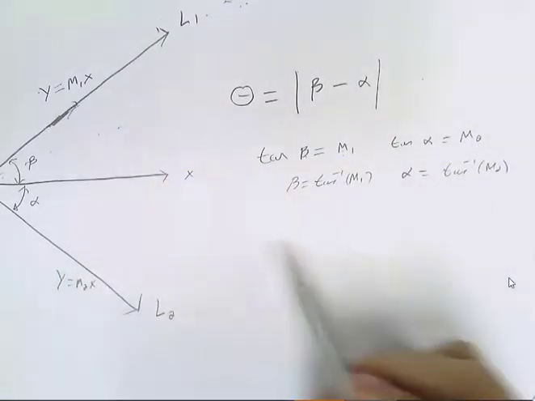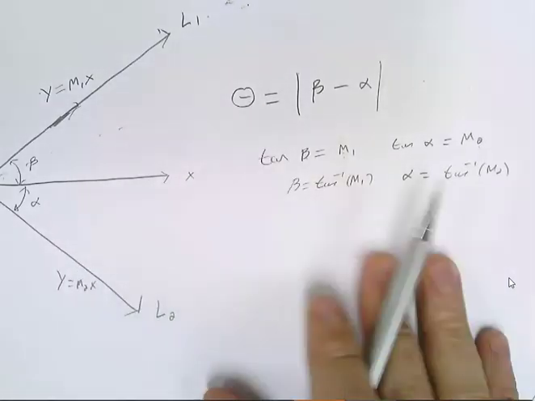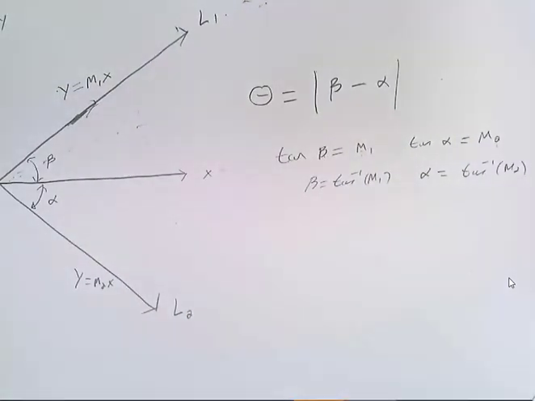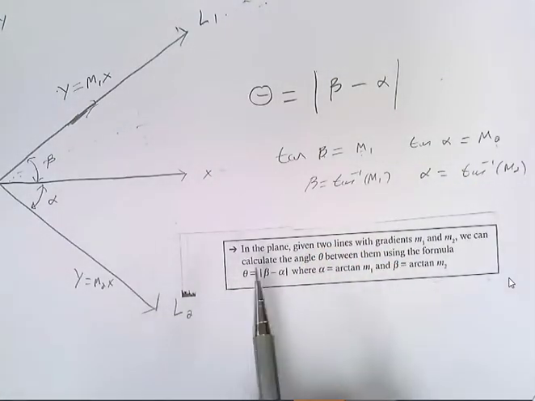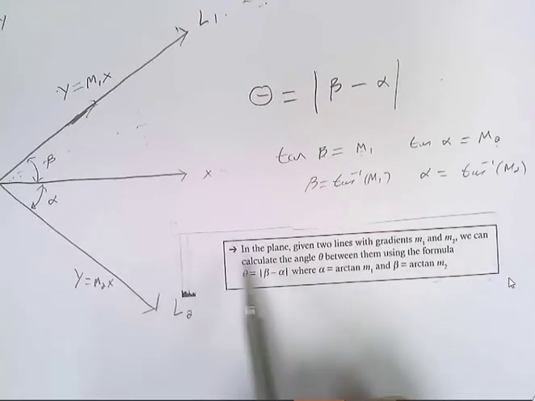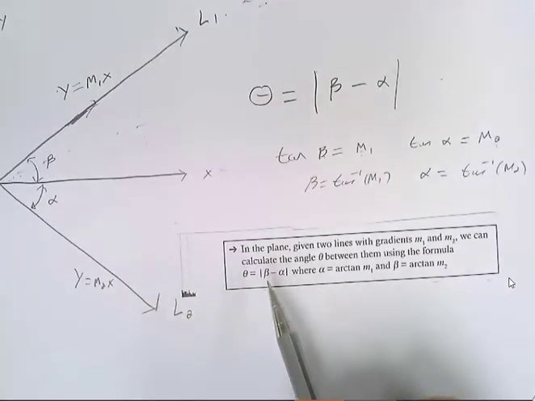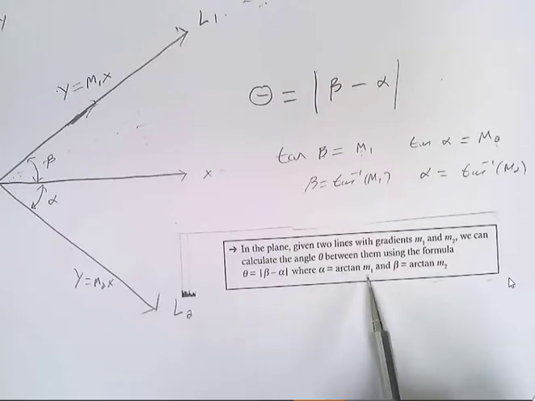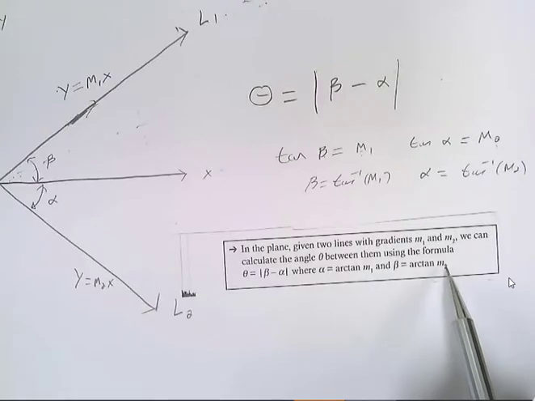And then if we have these vectors, we can use this equation to help us find the angle between them. It's just an alternate way. We could use a dot product, and that's more practical, but sometimes we do use this method here. It says, in the plane, given two lines with gradients m1 and m2, we can calculate the angle between them using the formula: theta, the angle between the two lines, is the absolute value of the difference of the two, where alpha is arctan of m1, and beta is the arctan of the slope of the other line.